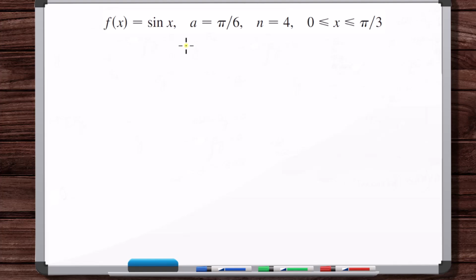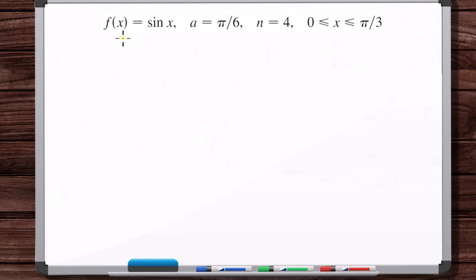Then we want to use Taylor's inequality to find the maximum possible error we could get using the Taylor polynomial to approximate the function sine x, assuming that we're restricting the x values that we input into the Taylor polynomial to be on this range. And then at the end, we want to compare the actual error, the actual R sub n of x, over the interval to what we got using Taylor's inequality.